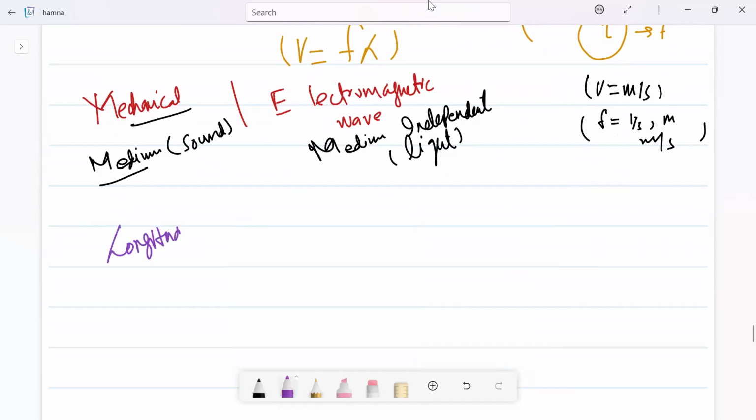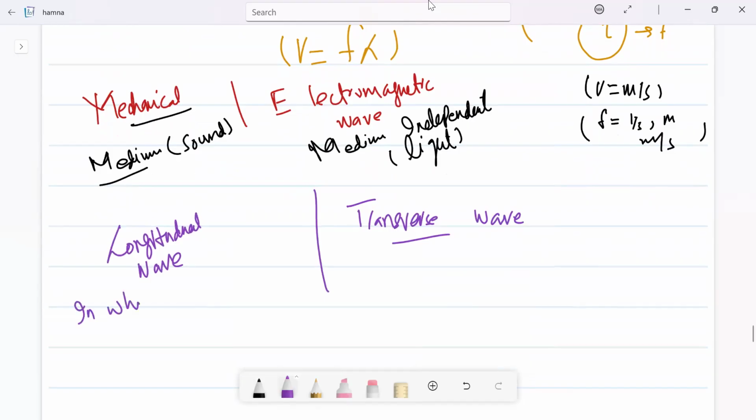That longitudinal wave and transverse. What was a longitudinal wave? The wave in which particle motion and wave motion are parallel to each other, parallel to the wave direction.